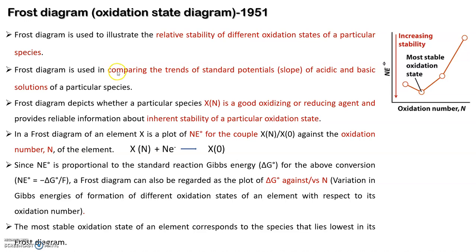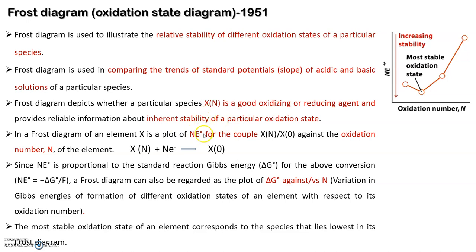The Frost diagram is used in comparing the trends of standard potential in acidic and basic solution. If I consider the nitrogen atom, we can compare the variation of stability of nitrogen in different oxidation states in both acidic and basic medium in a single diagram. The diagram depicts whether a species is a good oxidizing agent or a good reducing agent, as well as which oxidation state of this species will be more stable or less stable.